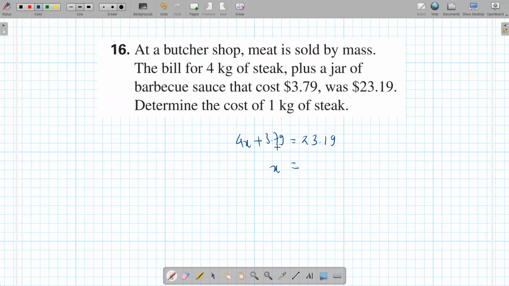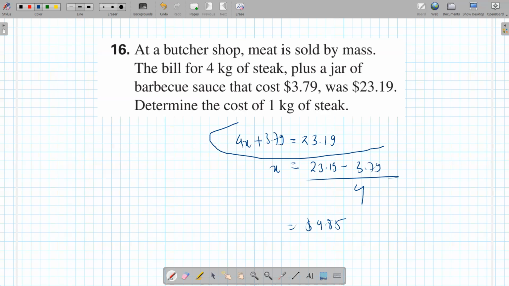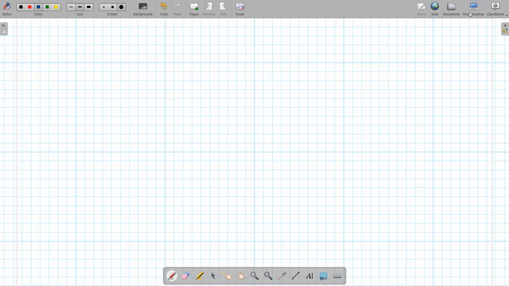And from here, the math is very simple, right? What do we do? Subtract. Yeah, and then? Divide. Yeah, whatever that is on a calculator. Can't do it in my head. 23.19 minus 3.79 divided by 4. The answer is $4.85. Cool? Yeah, see, again, this is the hard part. Once you have this, the answer's in the bag.